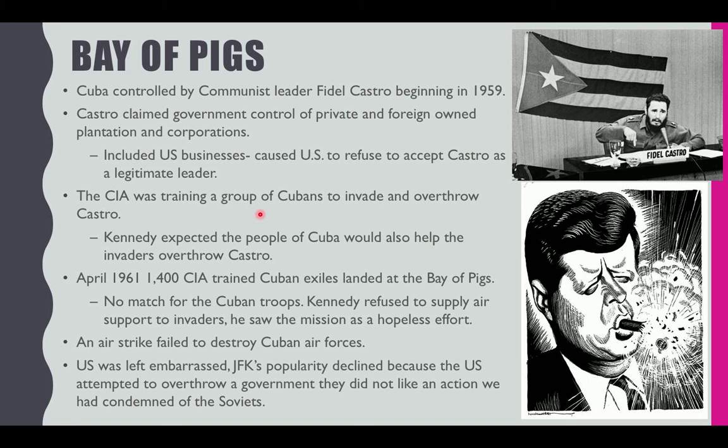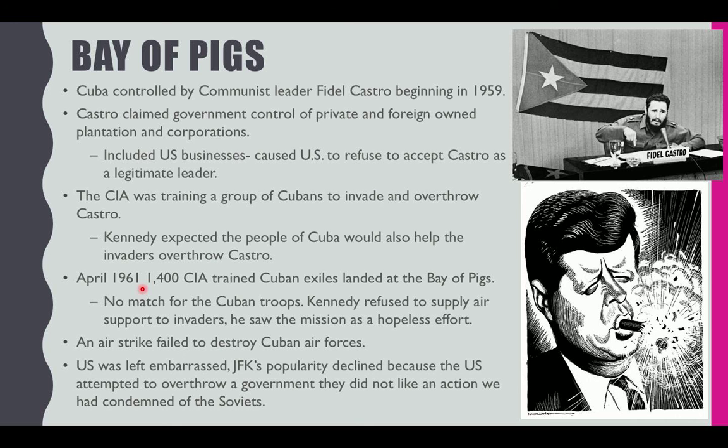The CIA is going to begin training a group of Cubans down in Cuba whose goal was to invade and overthrow Castro. Now, this plan was supposed to be backed by the United States. Not only are we supposed to train this group, but we are supposed to work alongside them. And we were expected to help the people of Cuba overthrow Castro. April of 1961, 1,400 of the CIA-trained Cuban exiles land at the Bay of Pigs.